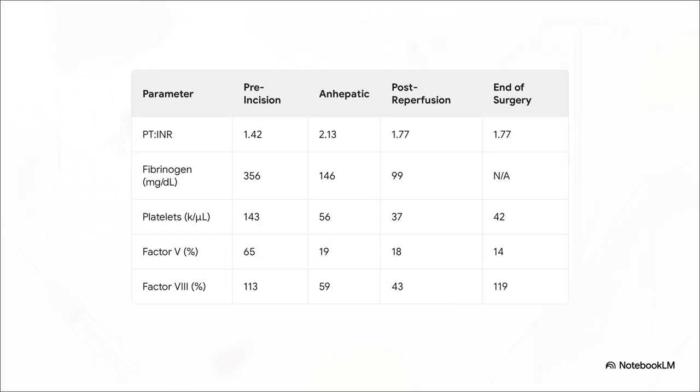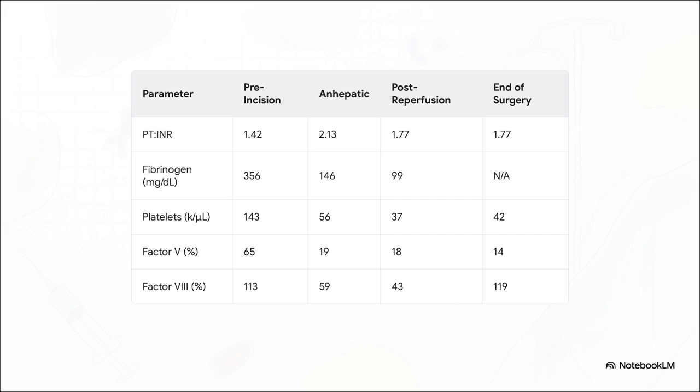Now, what's really interesting about this slide is how it tells the physiological story of the surgery in numbers. Just look at the column for the anhepatic phase, T3. The INR jumped to 2.13. Fibrinogen plummeted from a healthy 356 down to a critical 146. Platelets dropped by 2/3, and the liver-dependent factor V crashed to just 19%. This is a picture of catastrophic coagulopathy from massive bleeding, consumption, and dilution.